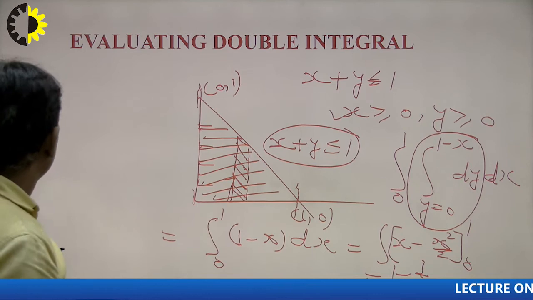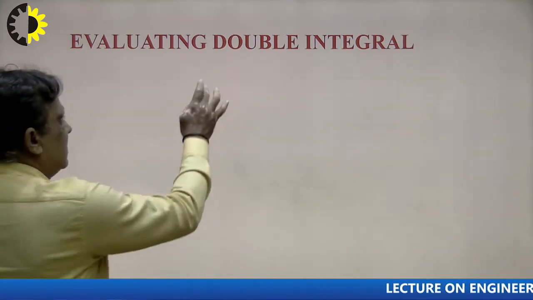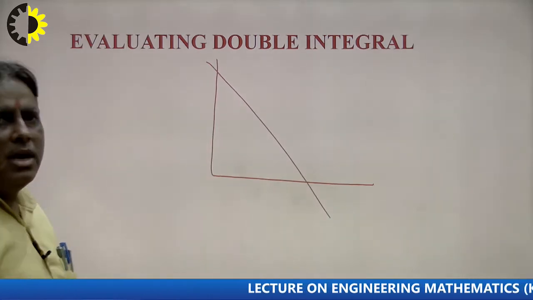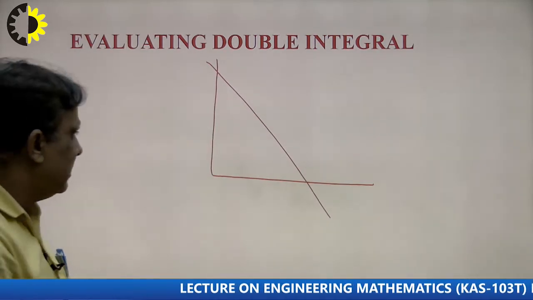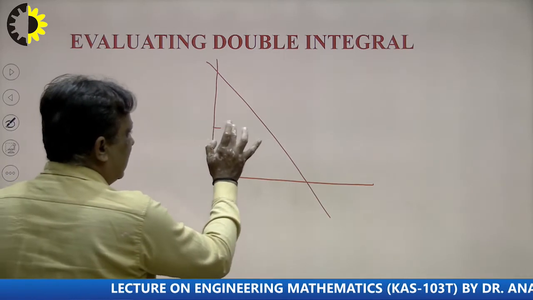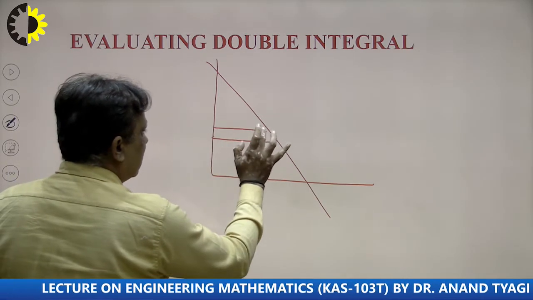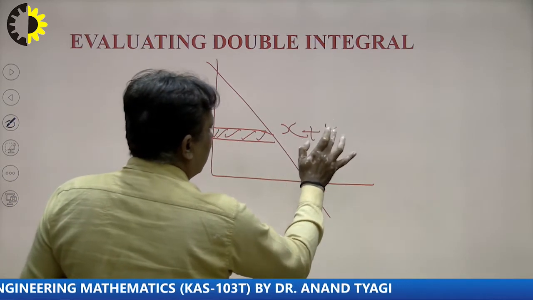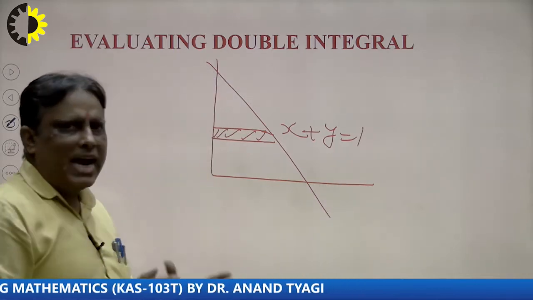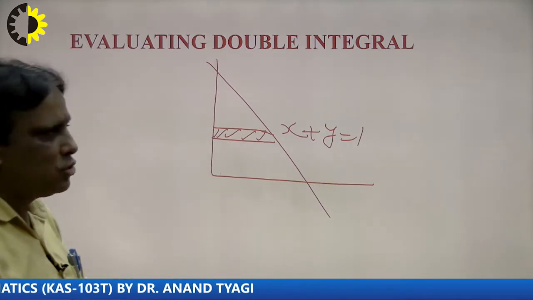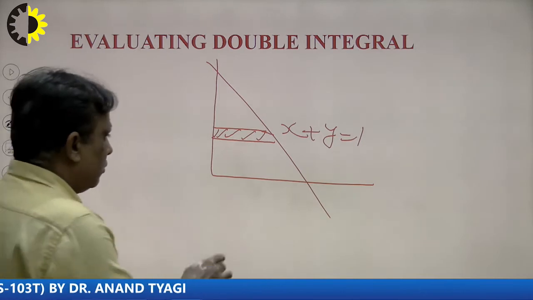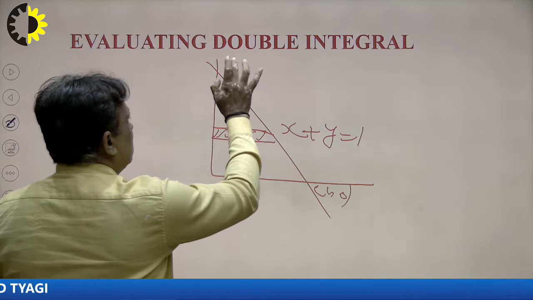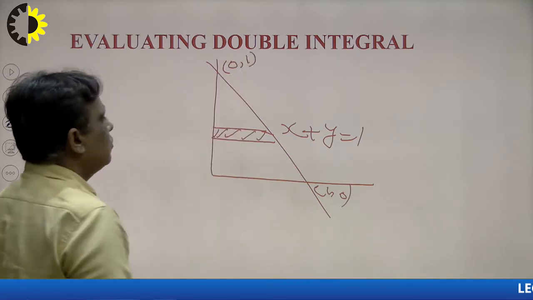Suppose any student says, sir, I want to take the limit of x first from this diagram. So how to take the limit? We consider an elementary strip parallel to the x axis, right? This is the elementary strip, and the equation is x plus y is equal to 1 here. So how to get the limit here, right? Suppose I want to get the limit from this diagram. So this will be (1, 1), I write before this (1, 0), and this is (0, 1) here. So how to get the limit?